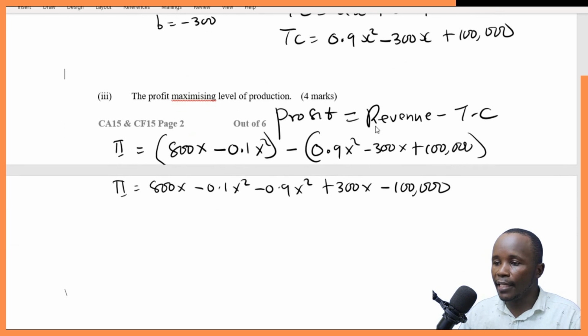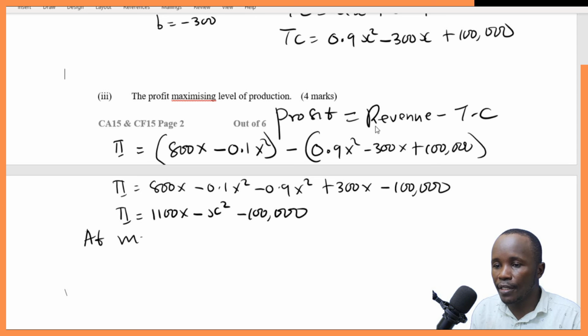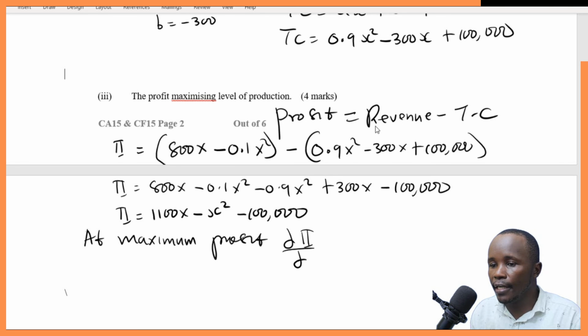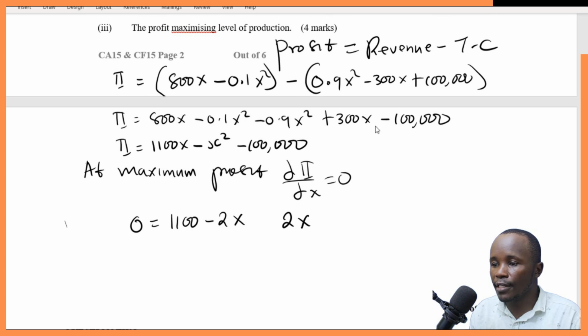Adding the like terms, 800 plus 300, my profit is 1100x. 0.1 minus 0.9, you get 1. Minus x squared, then minus 100,000. This is the profit function. But at maximum profit, we know d pi by dx should give me 0. I find the derivative and I'm going to find that 0 is equal to 1100 minus 2x. This therefore gives me 2x is equal to 1100, and my x is 550 units.